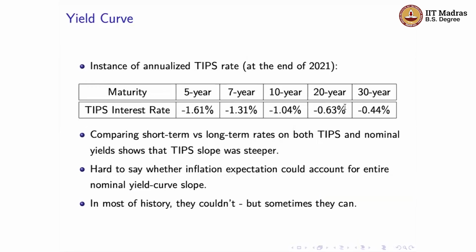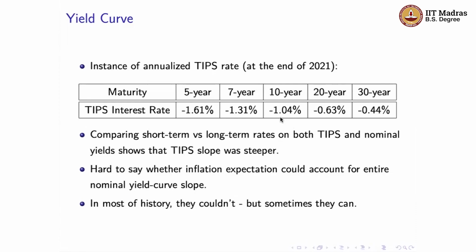Because remember, these are also taking into account that you have inflation, right? So if you have inflation, then you can have a scenario where the real interest rates are actually negative, right? Okay, so actually, if you compare these rates that you see quoted here with the numbers that we had seen before for 2021 for the nominal case, you can see that the TIPS slope was steeper, right?